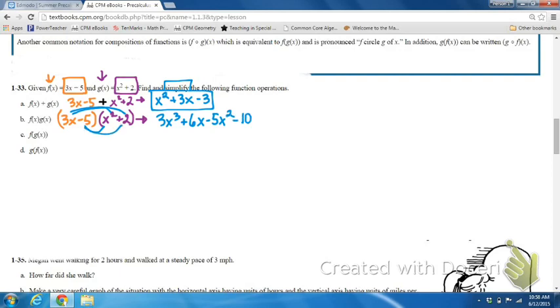Now you have no like terms here. The only way you can make it a little prettier is switch the places of these two, right, so that it was in descending order. But honestly, on this example, I don't really care. So there we go. All right, that's it.